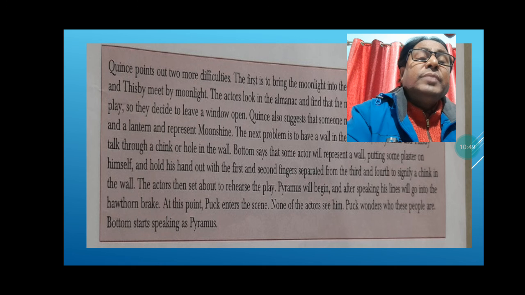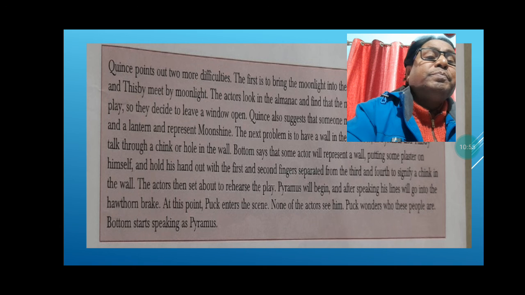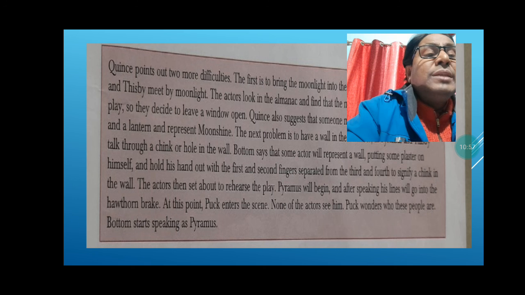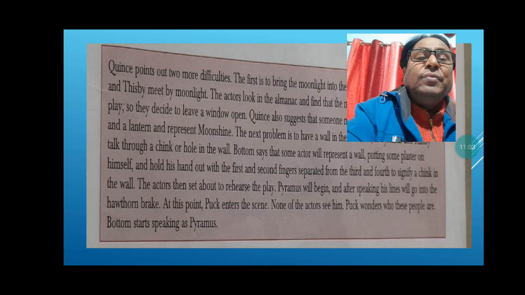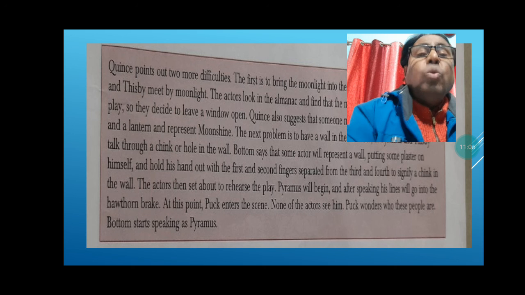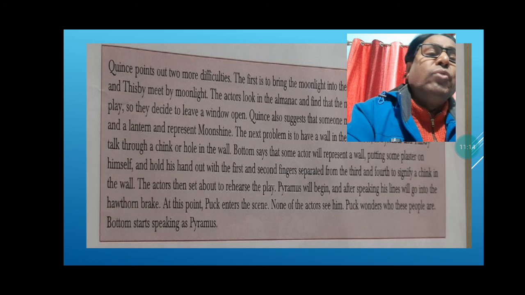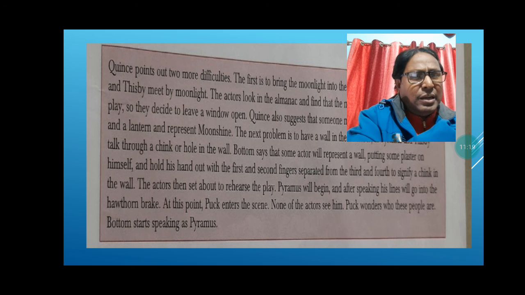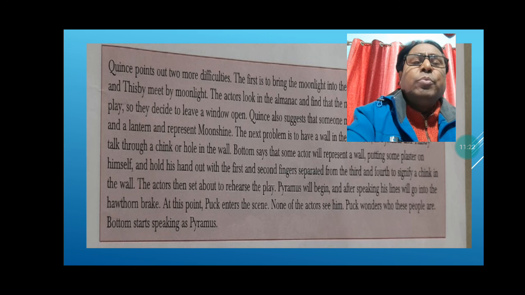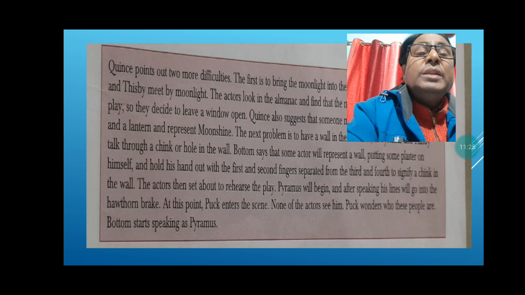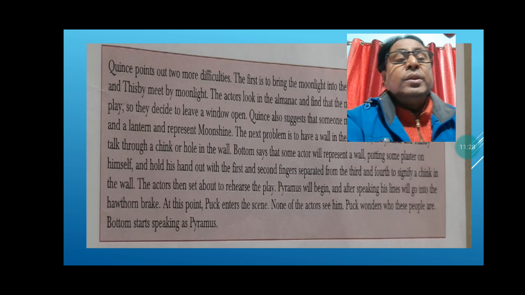Bottom says that some actor will represent a wall, putting some plaster on himself. He would represent a wall, and hold his hand out with the first and second fingers separated from the third and fourth to signify a chink in the wall. That will represent the chink only, the narrow opening through which the light may come. The actors then set about to rehearse the play.